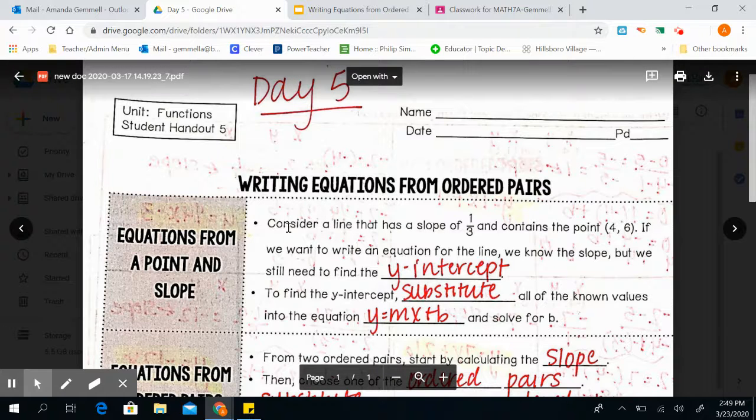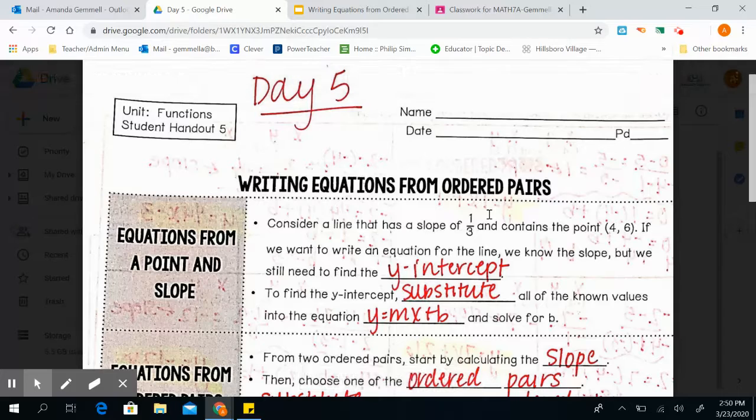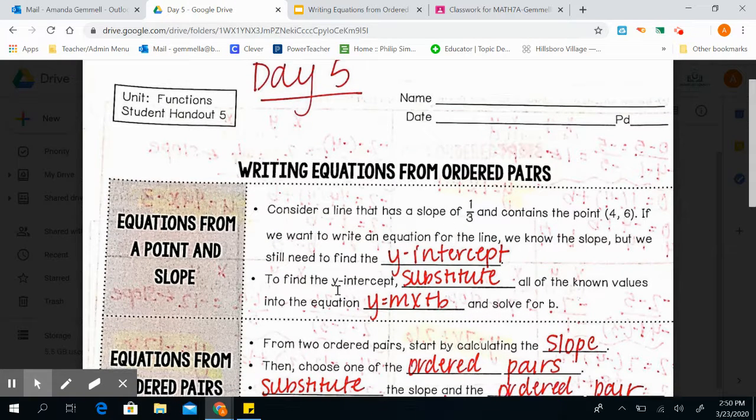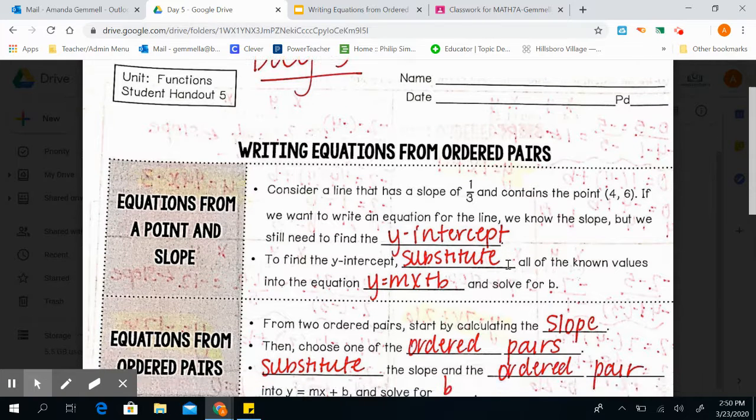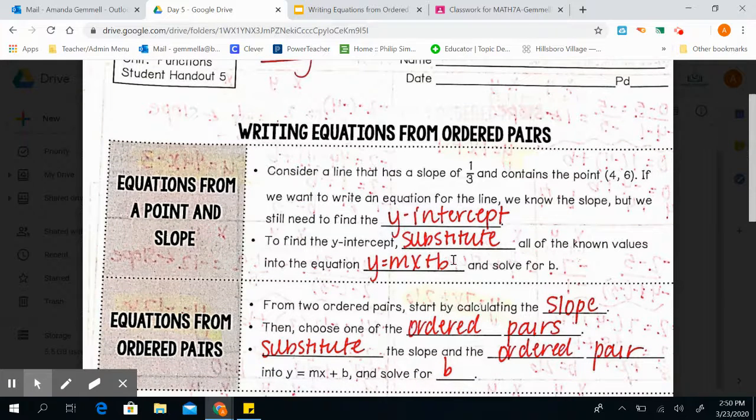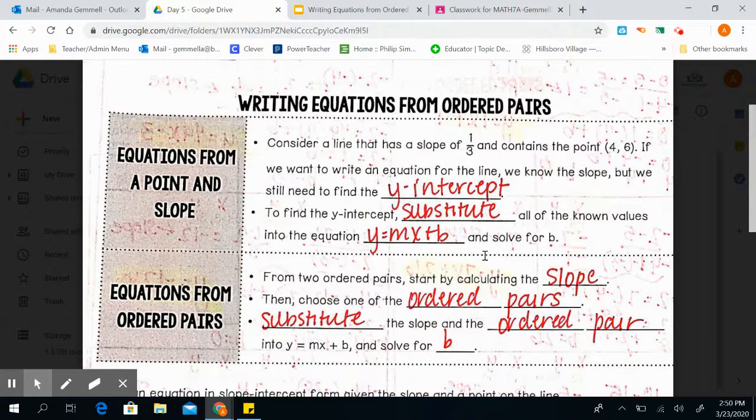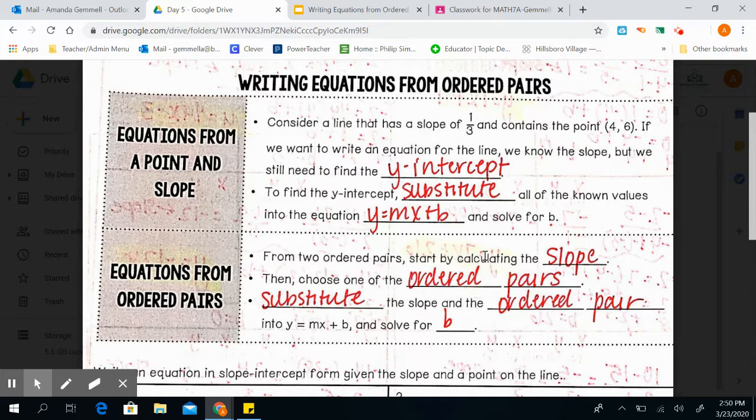So consider, for the first part of the notes, a line that has a slope of 1/3 and contains the point (4, 6). If we want to write an equation for the line, we know the slope, but we still need to find the y-intercept. To find the y-intercept, substitute all of the known values into the equation and solve for b, right? Because b is our y-intercept.